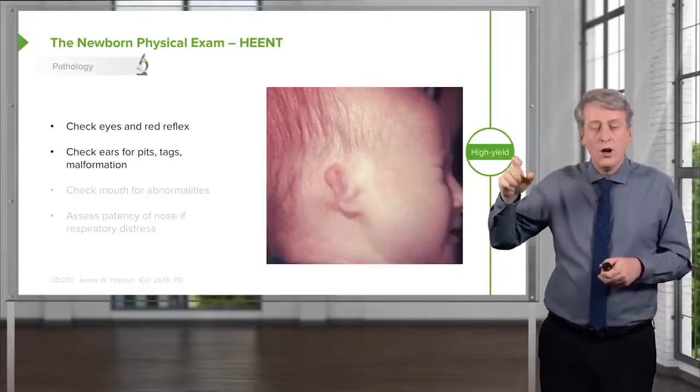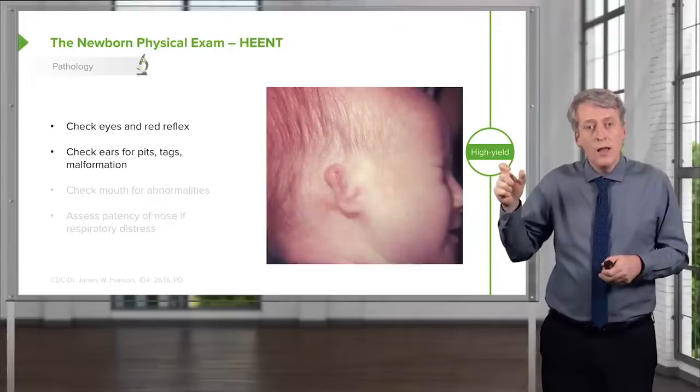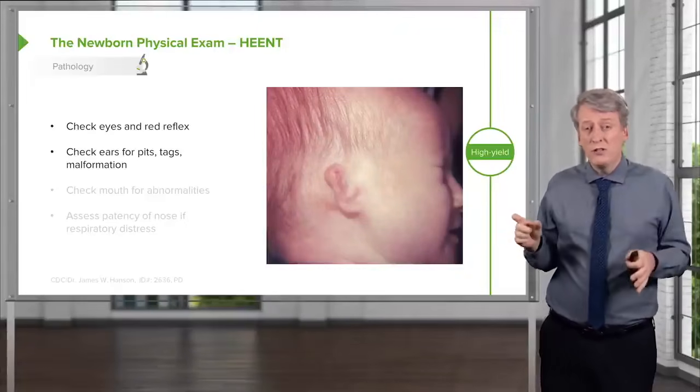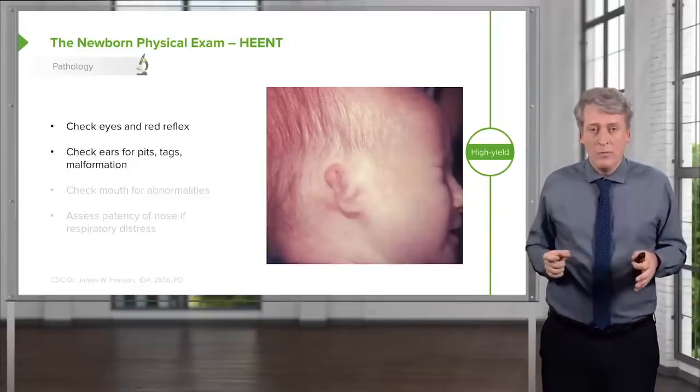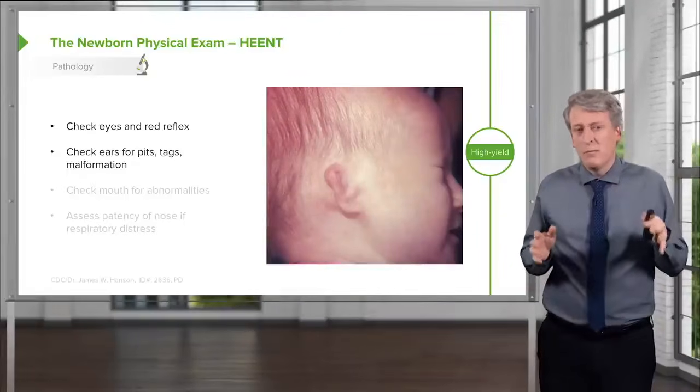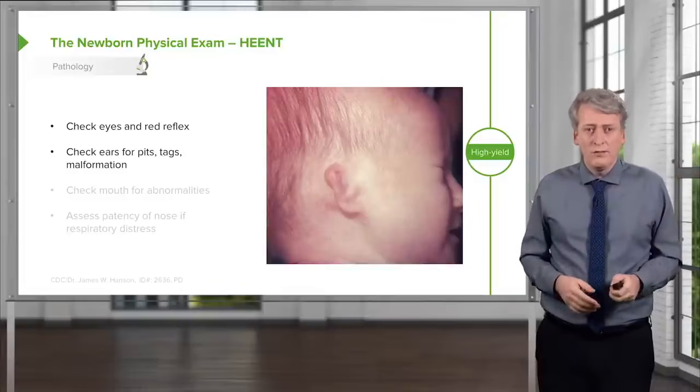Are there pits? Are there tags? Abnormalities of the ear may be associated with syndromes or maybe even just associated with renal abnormalities. For reasons I don't understand, ears and kidneys can sometimes go together in so many different ways.